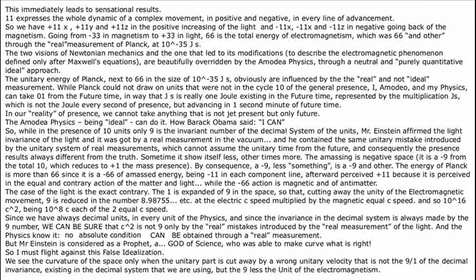Since we have always decimal units in every unit of the physics, and since the invariance in the decimal system is always made by the 9 number, we can be sure that C2 is not 9 today only by the real mistakes introduced by the real measurement of the light. And the physics know it. No absolute condition can be obtained through a real measurement.